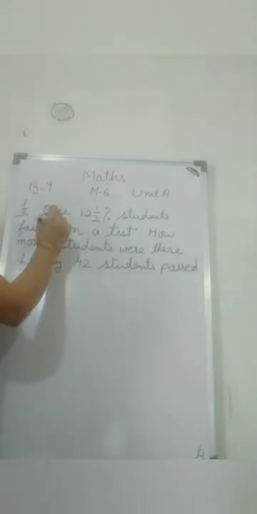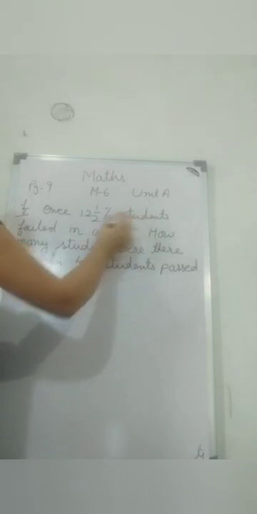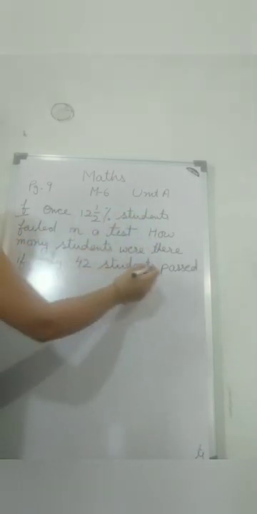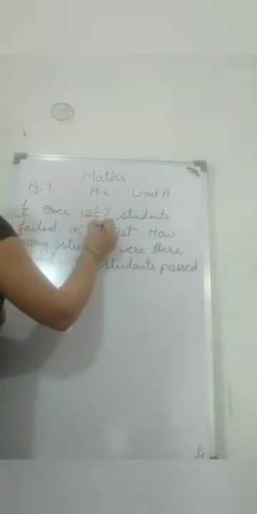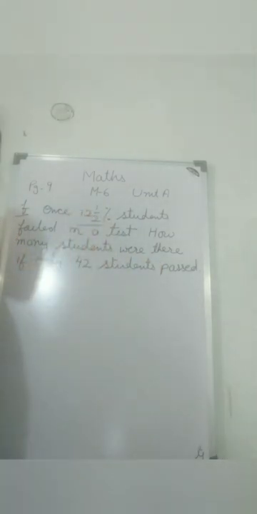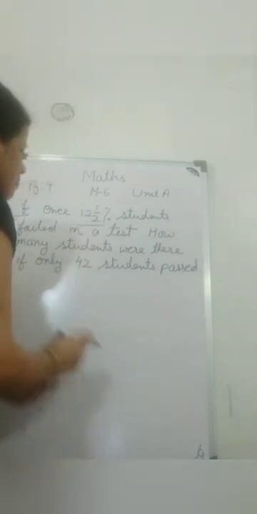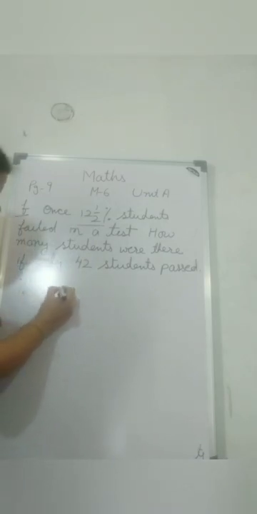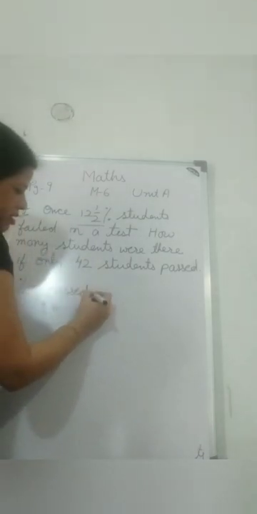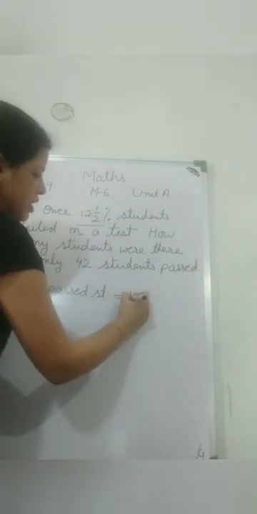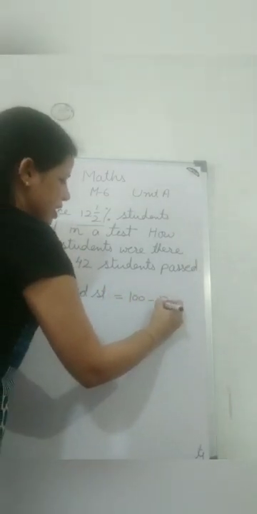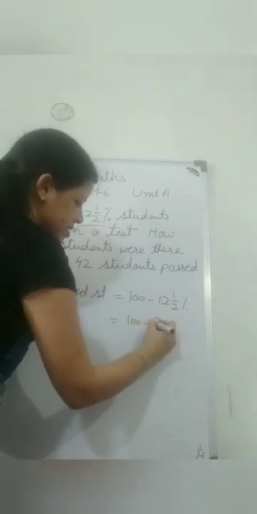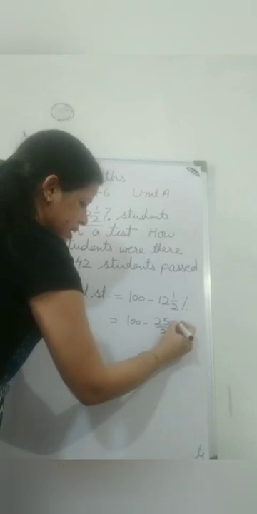Okay. The next question is, once 12 1/2% students failed in a test, how many students were there if only 42 students passed? This is the percentage of failed students. So first we find the percentage of passed students. Percentage of passed students is equivalent to 100 minus 12 1/2%. So that is equivalent to 100 minus 25 upon 2%.